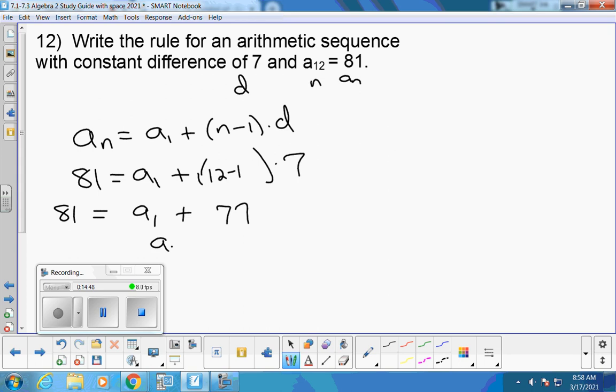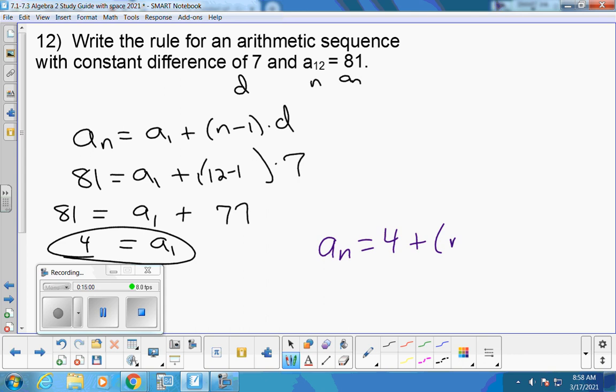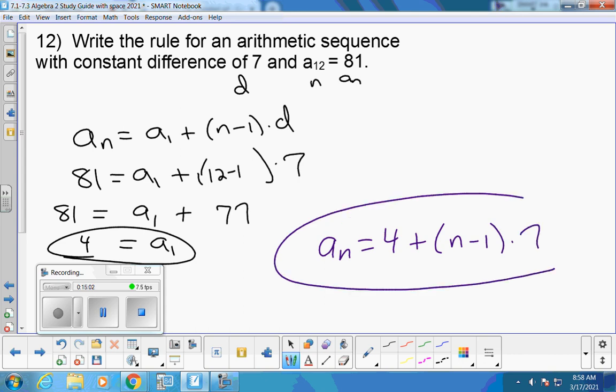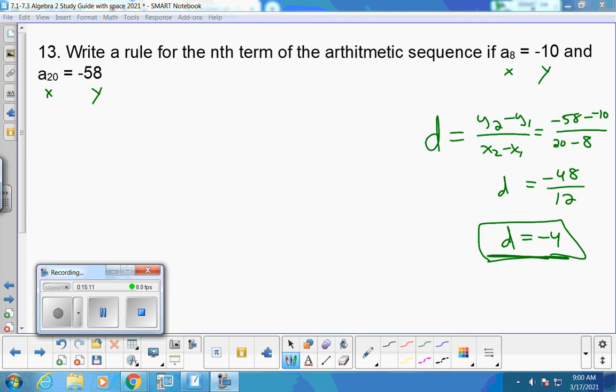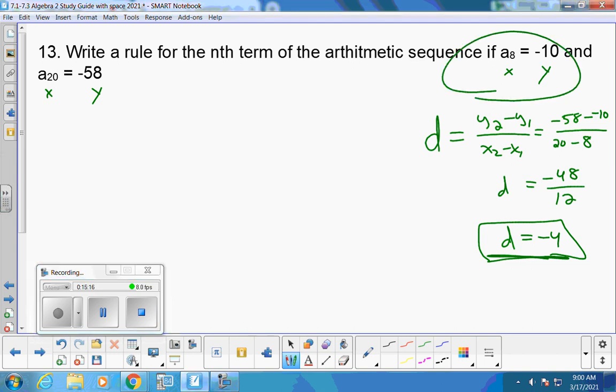So it looks like everybody that came up to the board got 4 for their A1. And then we do need to express the final answer, which they all remembered to do, which is good to see. It is 4 plus n minus 1 times d. On this one, we don't know A1 or d, so start by finding d, which is your slope. Once you get your slope, you can pick your favorite xy coordinate, actually, an an coordinate, however you want to label it. And you can solve for your A1.